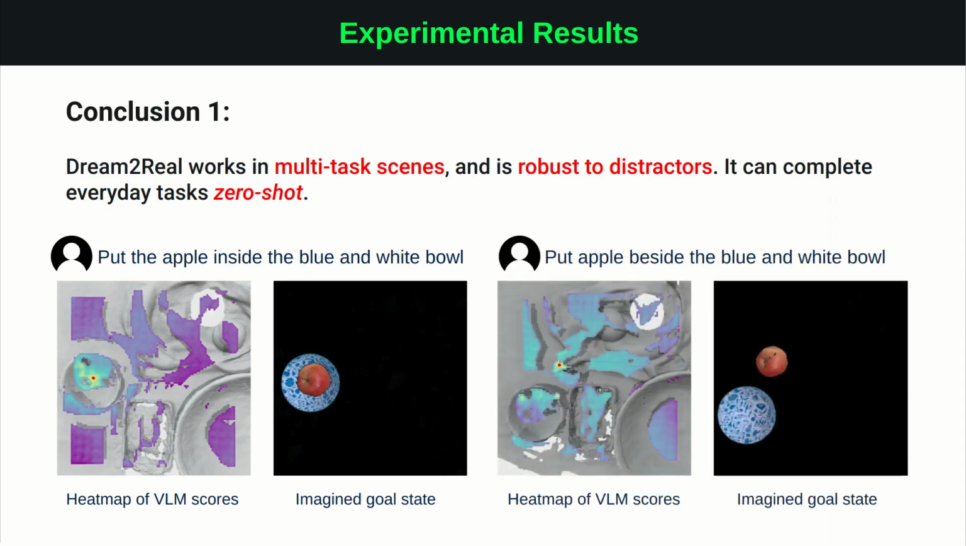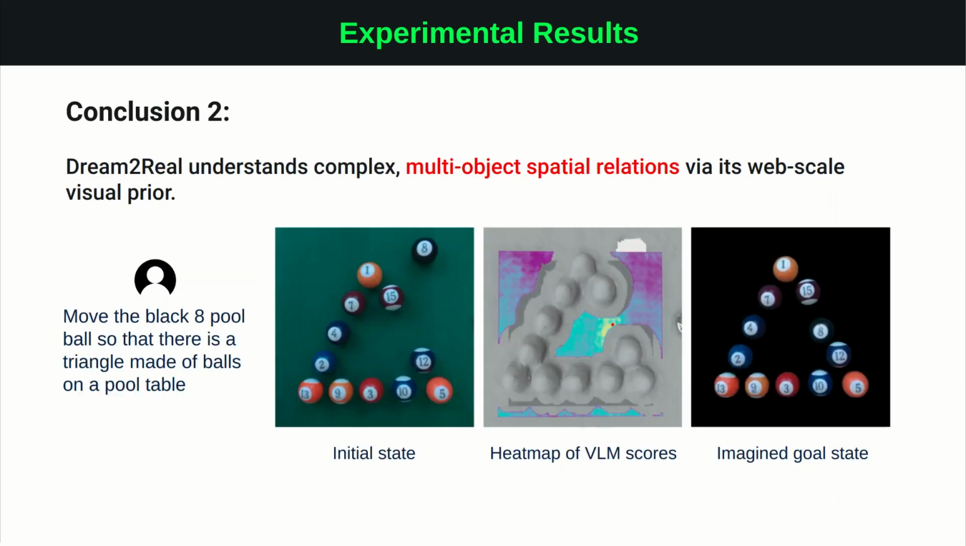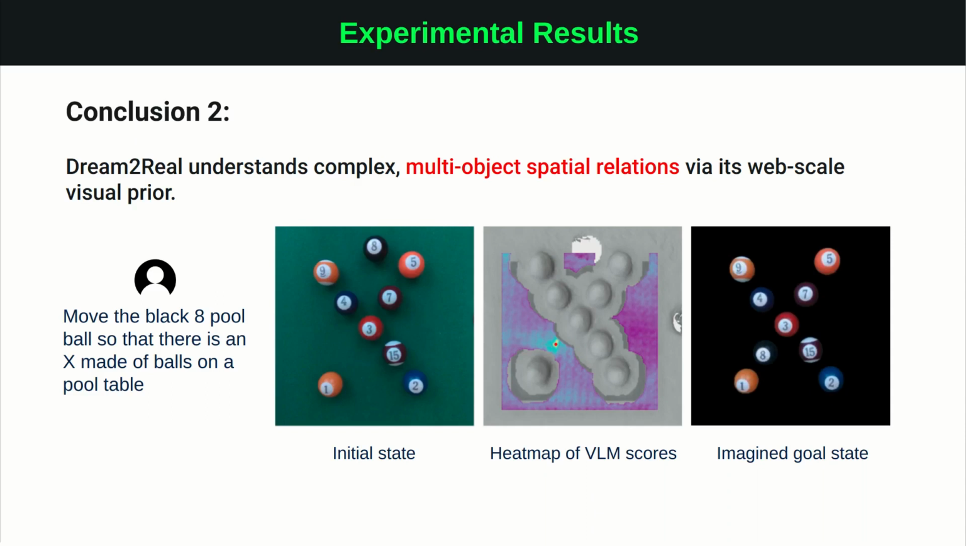The second user input is put the apple beside the blue and white ball. Since the user instruction is different, the heat map is different, and the VLM knows to put the apple beside the ball as expected. For this experiment using the food table scene, we want to test whether Dream2Real can understand multi-object relations. The first task is to move the black ball to make a triangle. As you can see, our system places the black ball correctly. And here's a different requirement to make an X shape, which again works pretty well. You can see from the heat map that the VLM understands the multi-object relation and places the black ball neatly to complete the X shape.